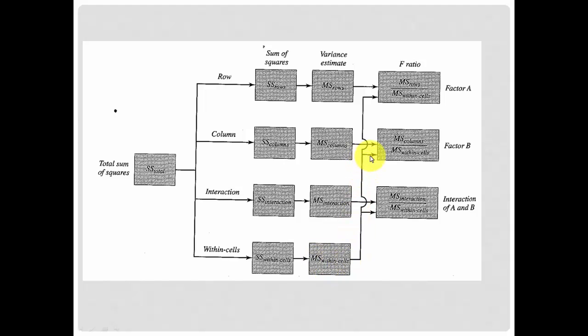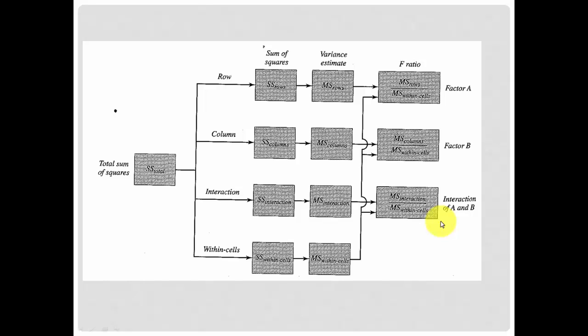You can see that that arrow goes up. So you have between divided by within, and that's going to give you the main effect for the second independent variable. And then for interaction, we take our mean squares interaction, divide it by our mean squares within, and that gives us our interaction F ratio.